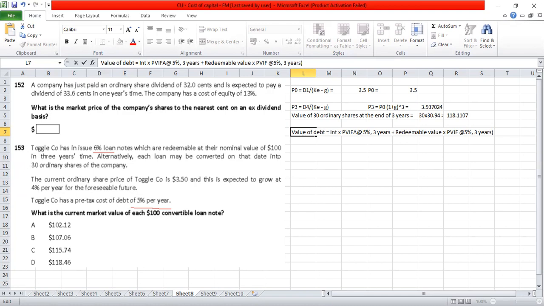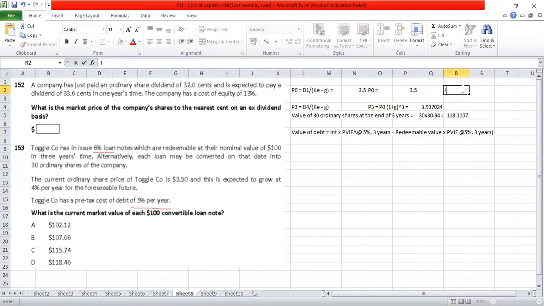there are two cash flows related to debt capital. At the end of 3 years, the term value, whatever has to be redeemed, is not going to be redeemed in the form of cash. That would get converted into 30 ordinary shares. We have already calculated the value of 30 ordinary shares. The 30 ordinary shares value stands at 118.1107. So take that value, that would become the redeemable value, plus the interest amount which is at the rate of 6%. So how much is interest?